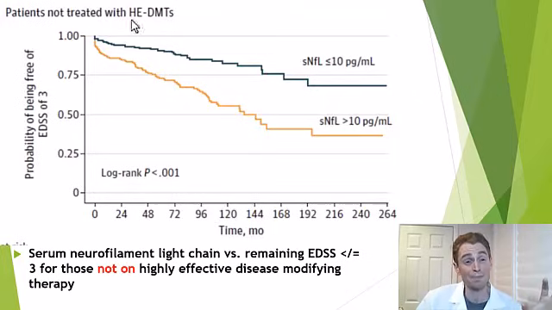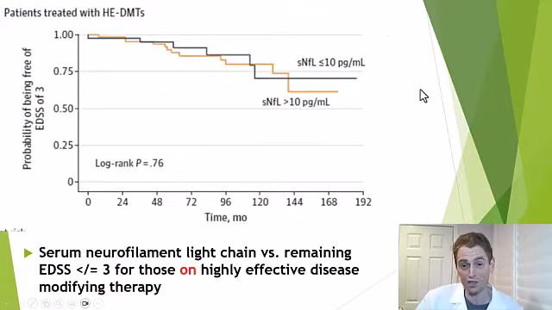However, this is people who were not treated with highly effective disease-modifying therapies. If you looked at people who were treated with disease-modifying therapies, they overall did better. Fewer of them reached EDSS 3, but there are now no differences. The biomarker doesn't tell you anything. It doesn't correlate with outcomes at all. The reality is these proteins are messier than you might realize.